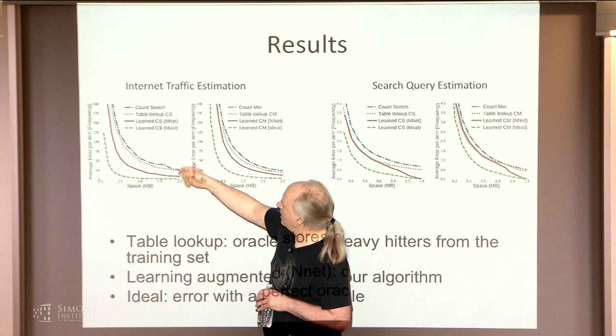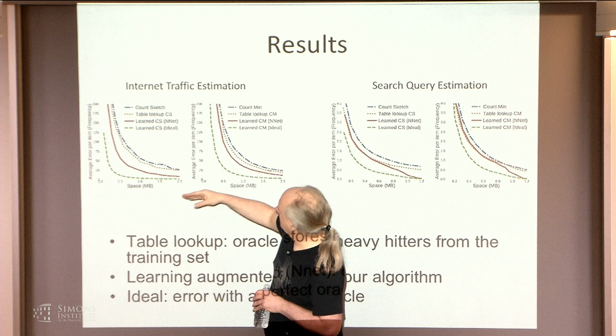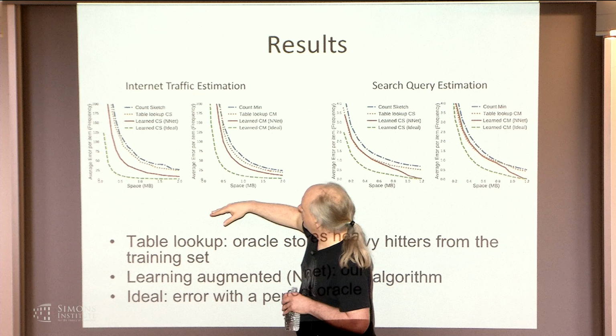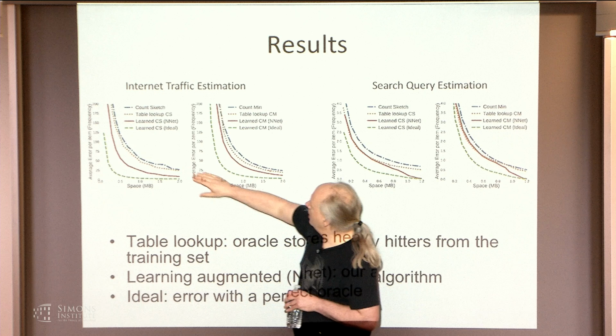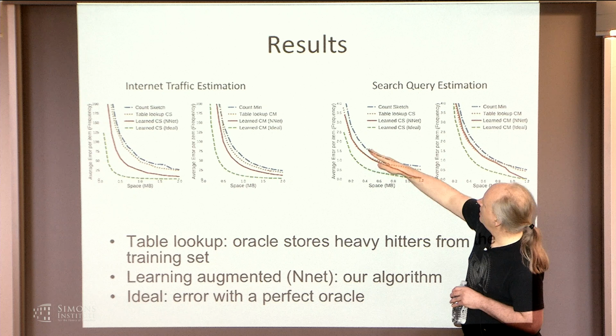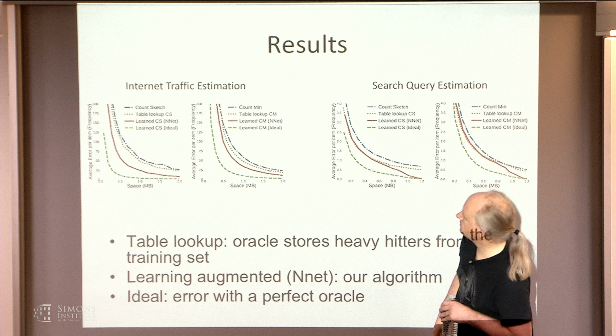So, you can see that the learned version outperforms the classic version, which is not surprising because it has some extra information. The amount by which it outperforms the classic algorithm varies. It's largest in count sketch. The gap is smaller for count mean, for internet traffic, and then for search queries, for AOL data, the gap is smaller. But definitely there is a gap.